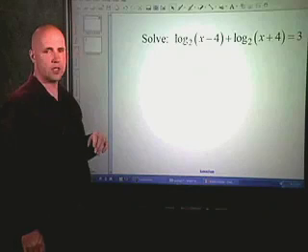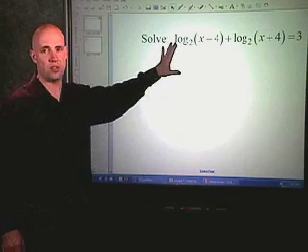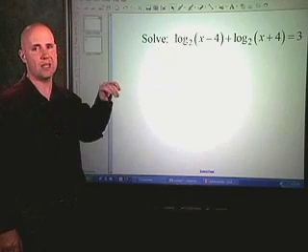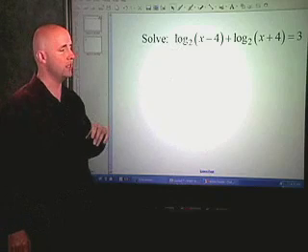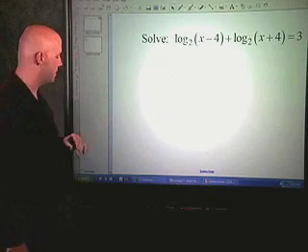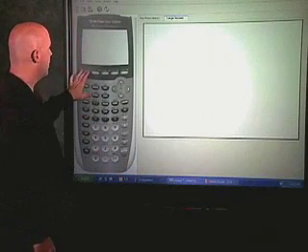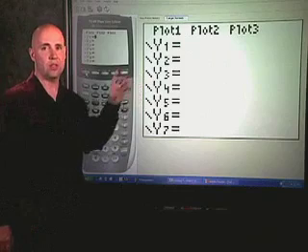And when we solve this equation on our graphing utility, we have a special situation to deal with because the calculators generally only deal with base 10 or base e. And here we've got a problem involving base 2. So we're going to need to use our change of base formula as we enter this into our calculator. So we'll go to our graphing calculator. As before, we're going to solve using intersection points.